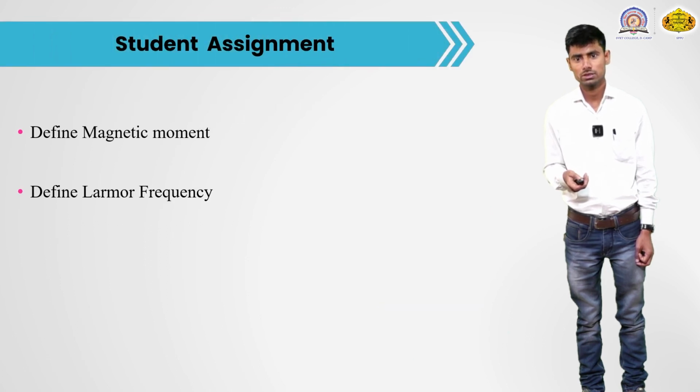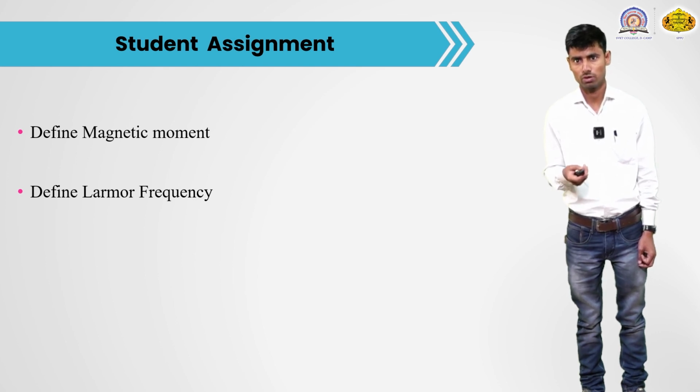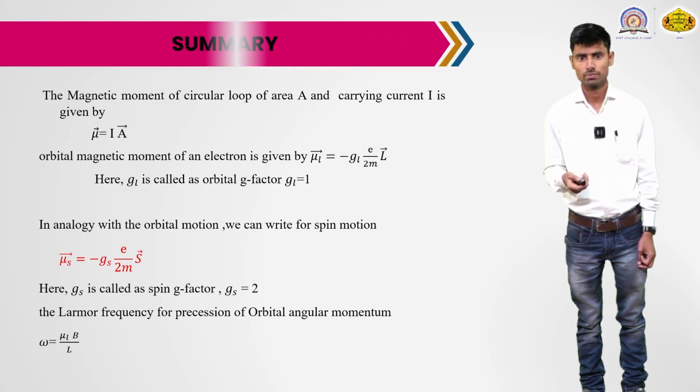Now in this lecture, students have to solve these two assignments. First, students have to define magnetic moment. What is magnetic moment? And you have to write the formula also. And also students have to define the Larmor frequency and write the formula for both the spin angular momentum and the orbital angular momentum.